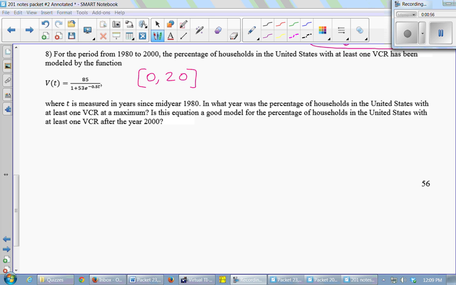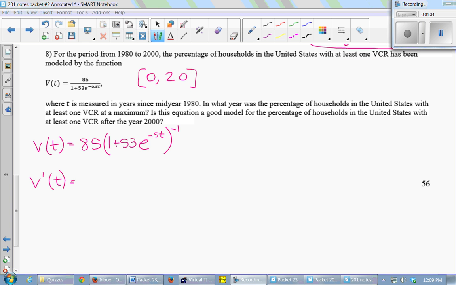So first, I have to look for critical points. So to find critical points, I take V prime and set it equal to 0. So my derivative here, I'm actually going to rewrite V of t first to help make taking the derivative a little bit easier. So I'm going to rewrite it where I move my denominator up to the numerator, and just throw an exponent of -1 on it. So then I can take V prime of t using the power rule and the chain rule.